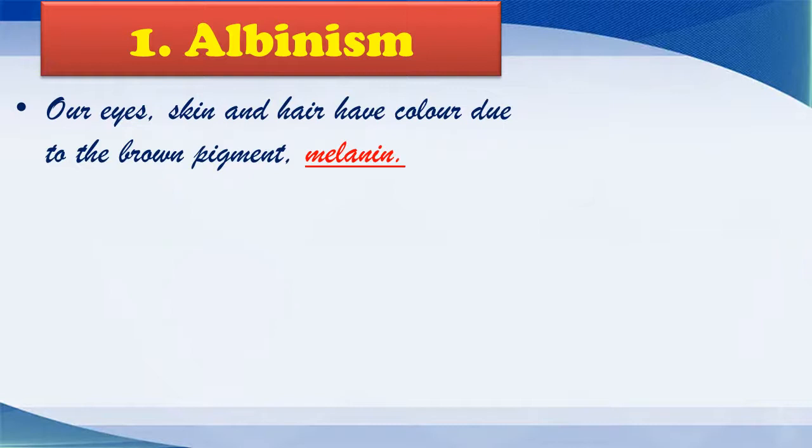So this is a genetic disorder. Our eyes, skin and hair have color due to the brown pigment melanin. Now students, melanin is a protective pigment present in our skin, and the cells called melanocytes produce the melanin pigment. So melanin is important in preventing damage from UV radiation from the sun.